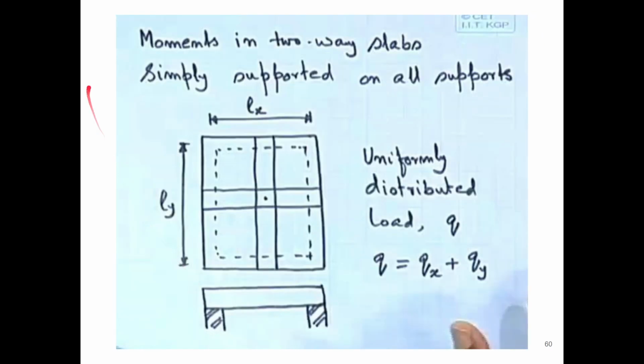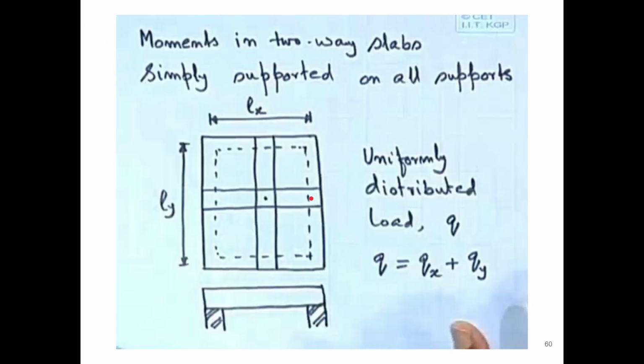So now, moments in two-way slabs. Till now we have studied one-way slab. Let us briefly study what cases we have to consider in two-way slabs. So this is moments in two-way slabs, simply supported on all supports. This is Lx, Ly, effective length, and this is uniformly distributed load Q, which is equal to Qx plus Qy. One is UDL in the x direction, one is UDL in the y direction.